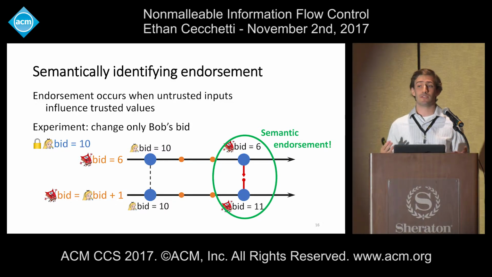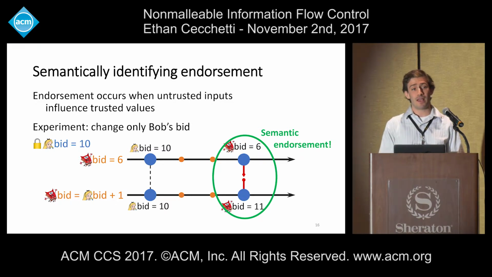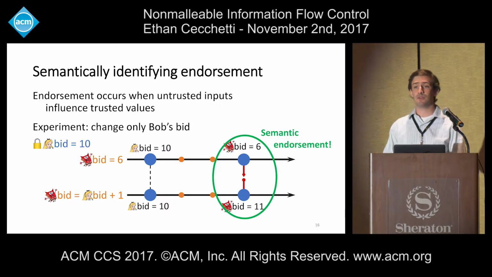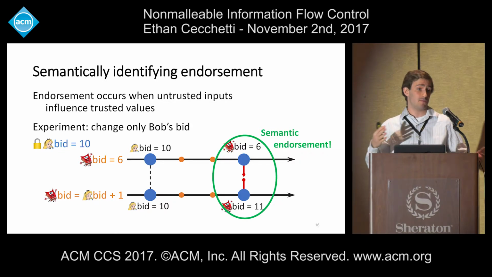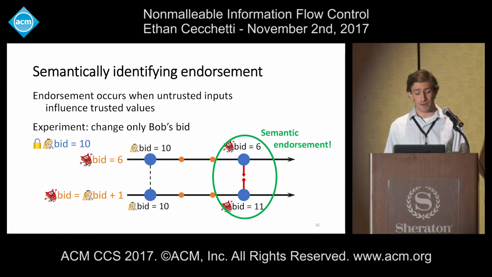And so we're going to run the same experiment we did before, where we run the program twice, but instead of modifying Alice's bid, we're instead going to modify Bob's untrustworthy bid. So in this case, we'll say Alice bid $10, and Bob's untrustworthy bid is either Bob being honest and just picking $6, or Bob cheating and adding 1 to Alice's bid.